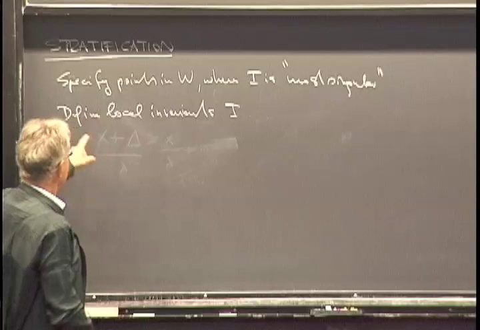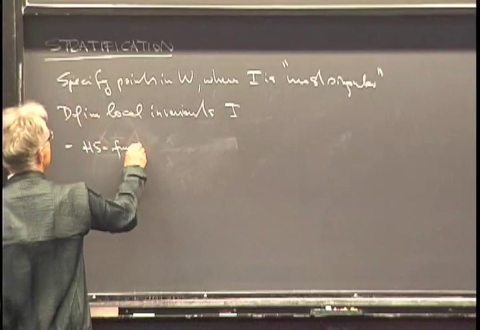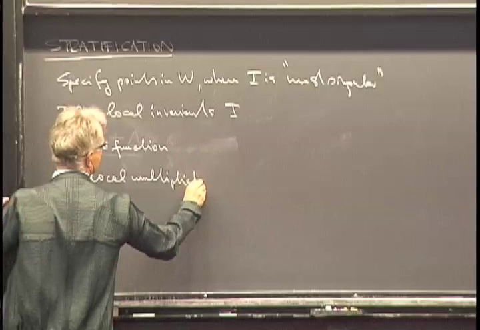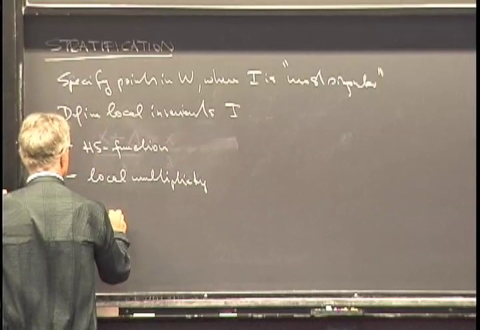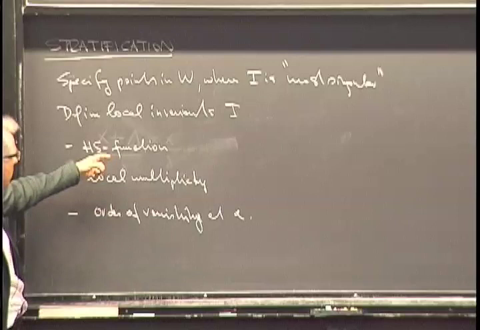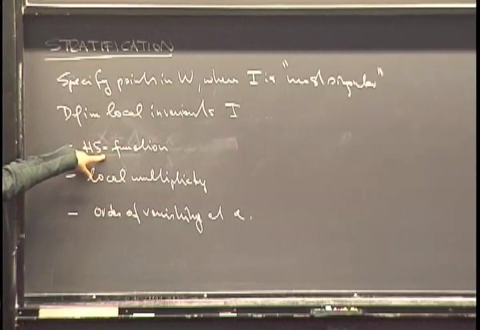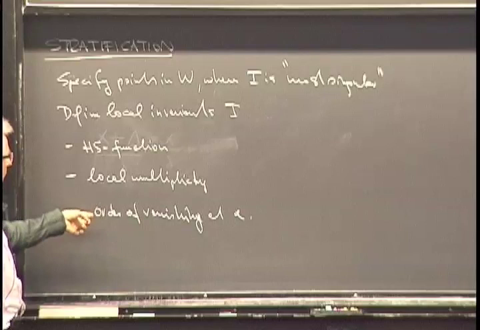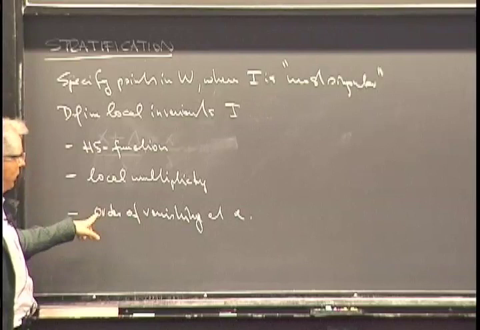There are many options. For instance, you could take the Hilbert-Samuel function. You could take the local multiplicity. And the easiest one is just the order of vanishing at a point A. Now, classically, in the 1964 paper, a substitute for the Hilbert-Samuel function was defined using standard bases. Then Bruce Bennett studied the behavior of Hilbert-Samuel functions on the blow-up. Later on, it was realized that also the order of vanishing is sufficient to do induction in characteristic zero. So today, I will just stick to this one. It is sufficient for our purposes.